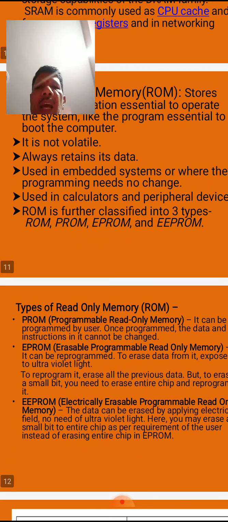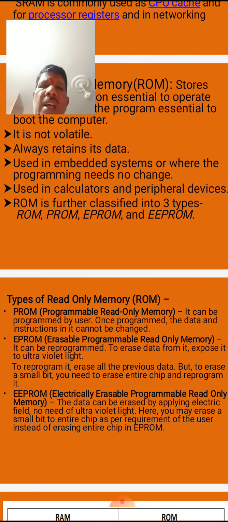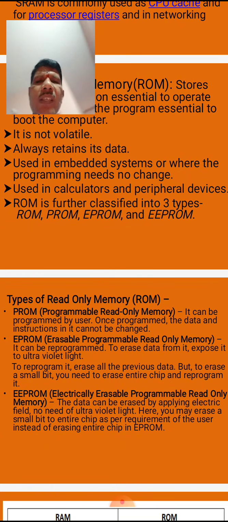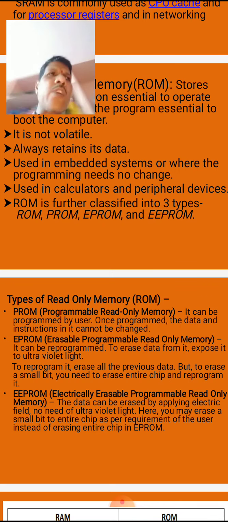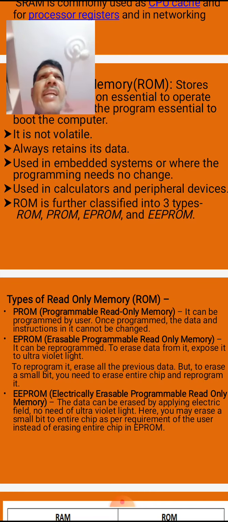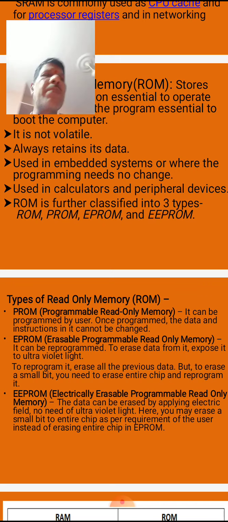PROM can be programmed by the user. Once programmed, the data and instructions in it cannot be changed. In these, once written, you are unable to modify, unable to erase, unable to rewrite. If any mistakes occur, you have to remove that chip, take a new chip, and again write programs on it. That means no modification, no erase is possible in PROM.